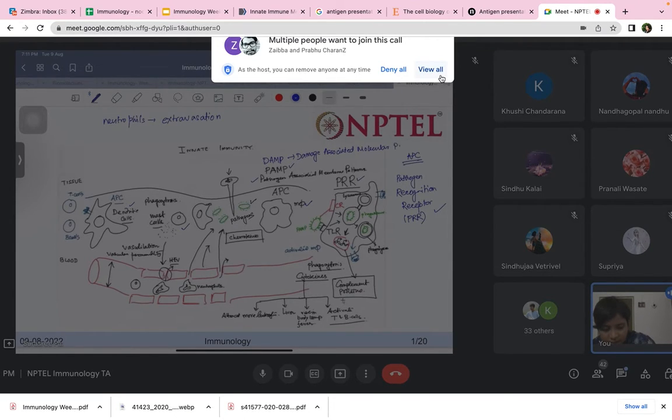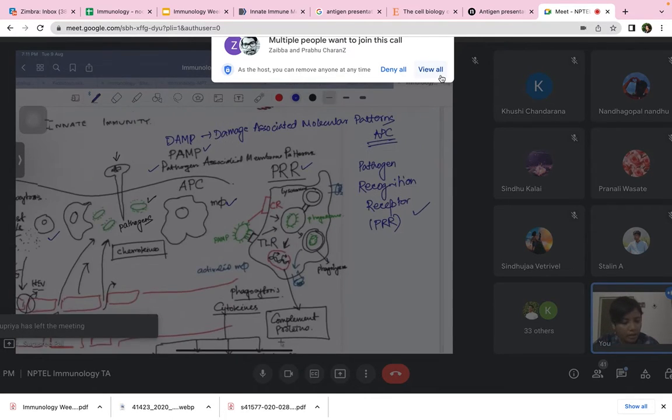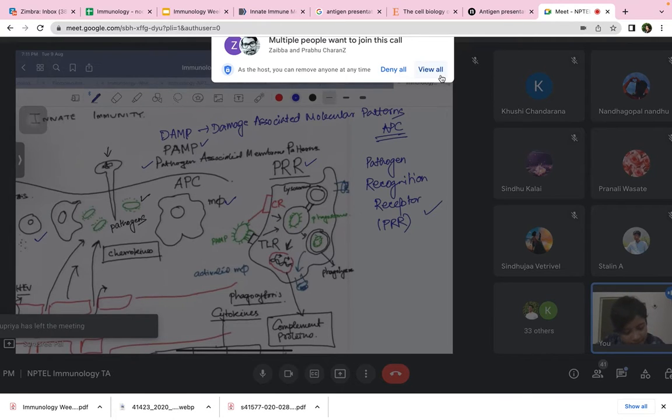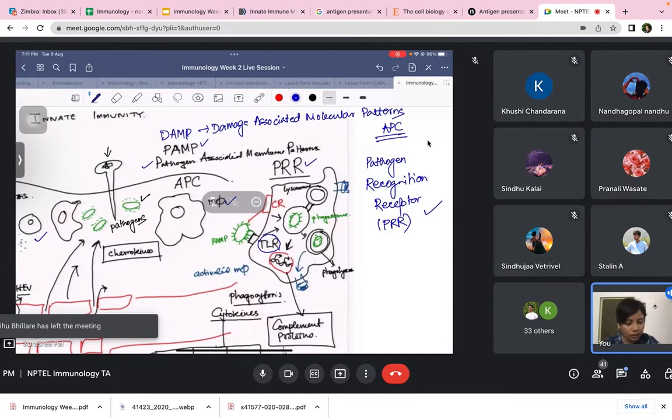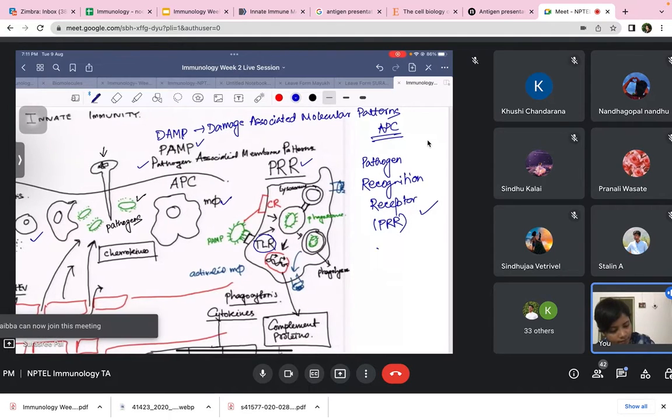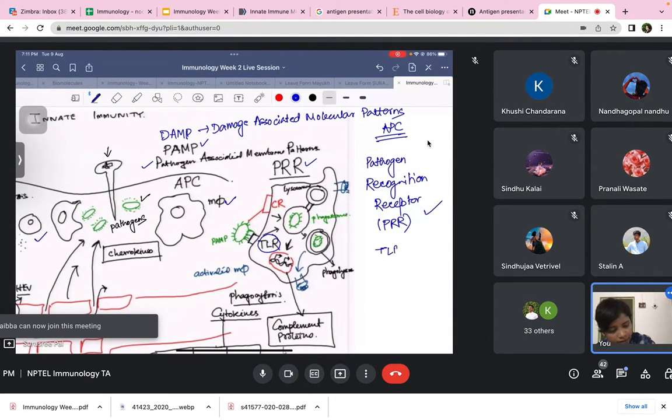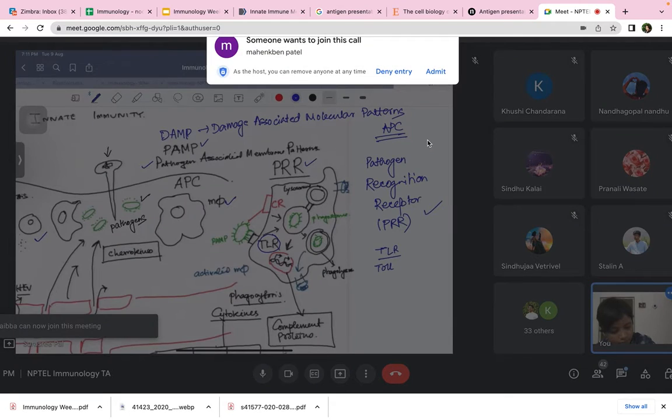So these are exhibited by the pathogenic organism, and then what happens? Someone was asking me in my previous session what a TLR is. Is it similar to TCR? You will see that TLR is a toll-like receptor.